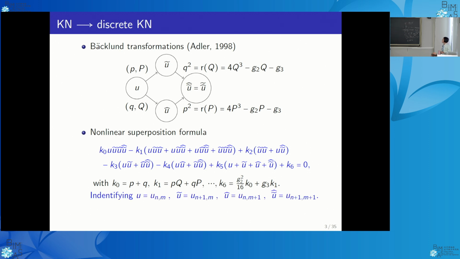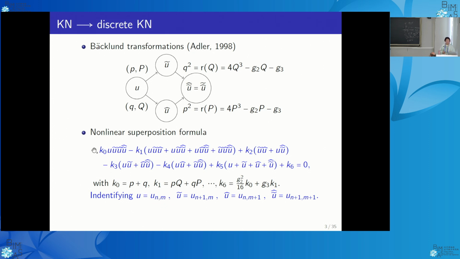By identifying these four solutions, we regard them as points on a square lattice. So we can regard this as the n direction, where n is an integer, and this as the m direction, where m is also an integer. We can get this formula. We can regard this formula as a discrete equation. The discrete variables are n and m.